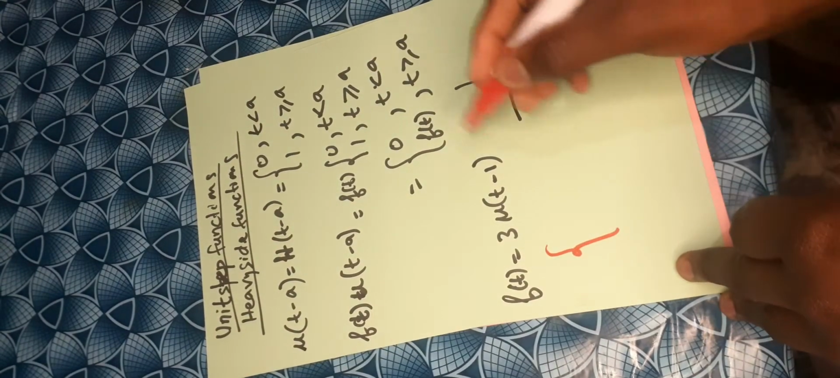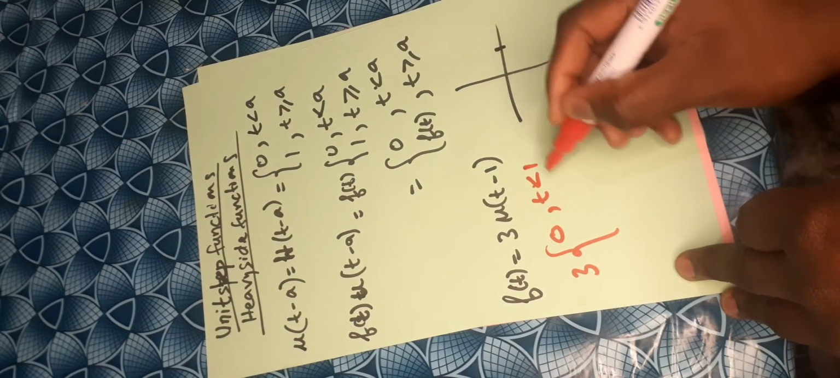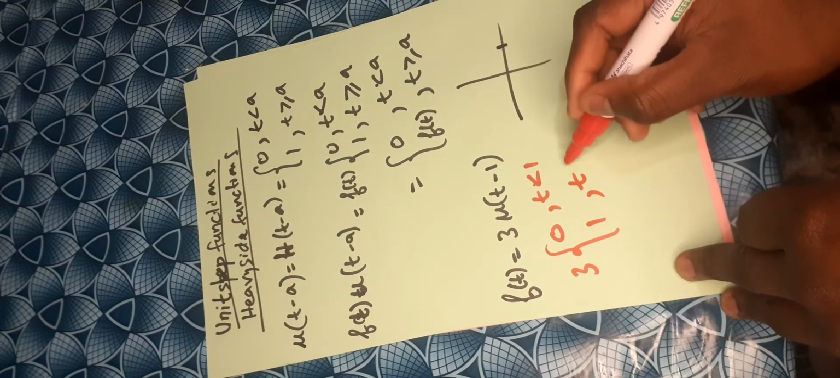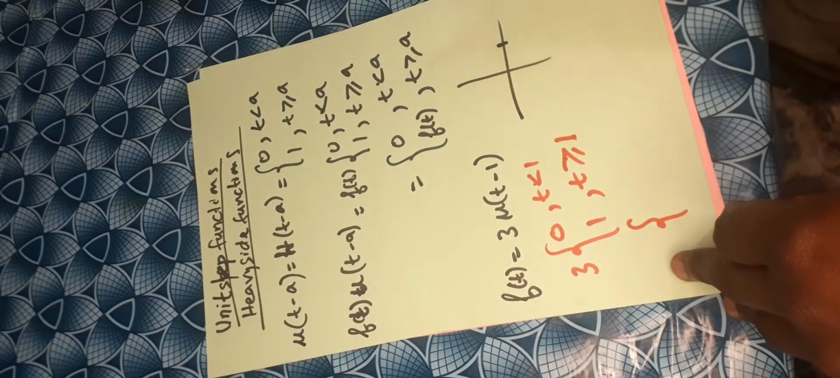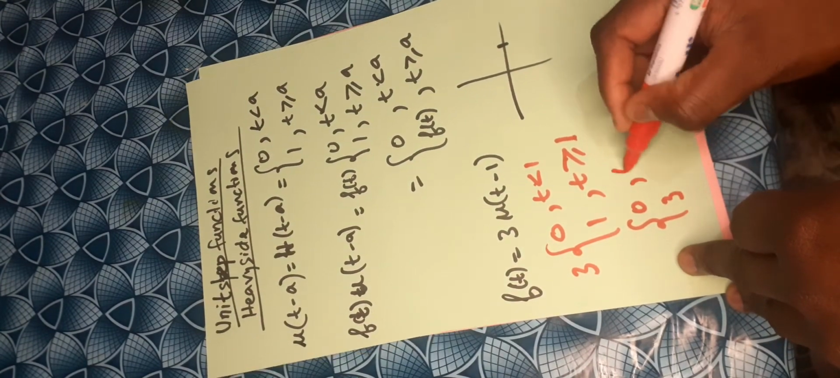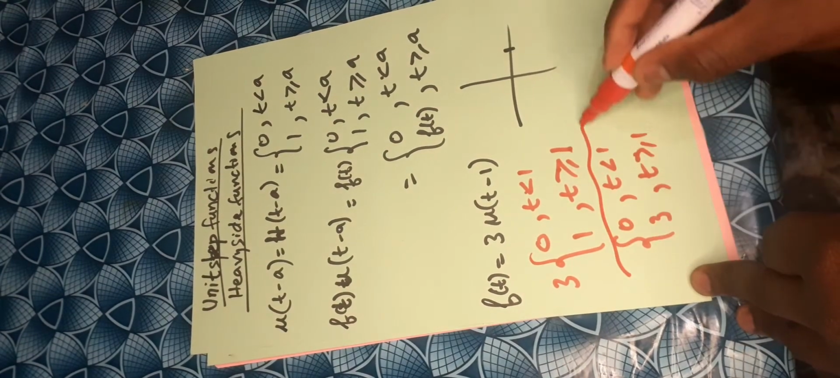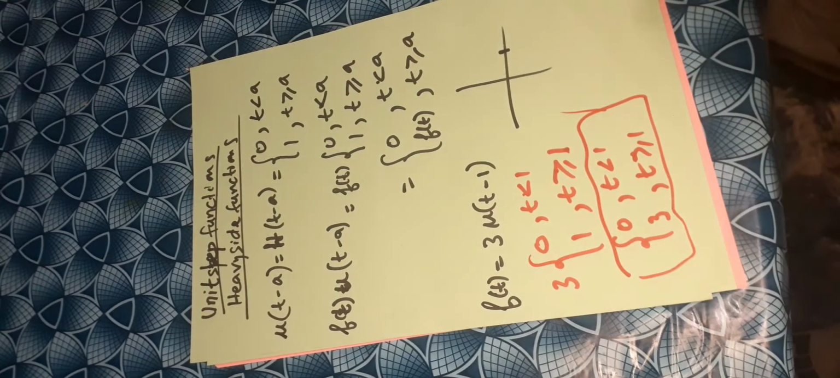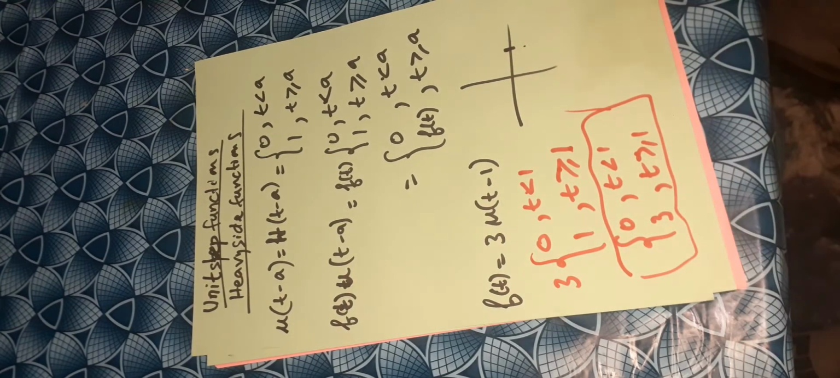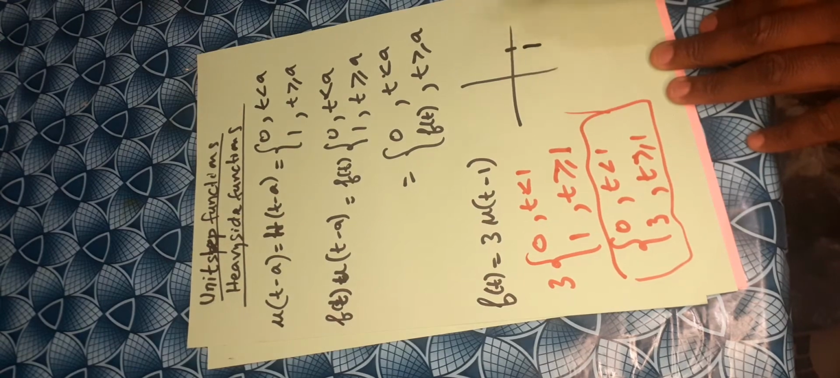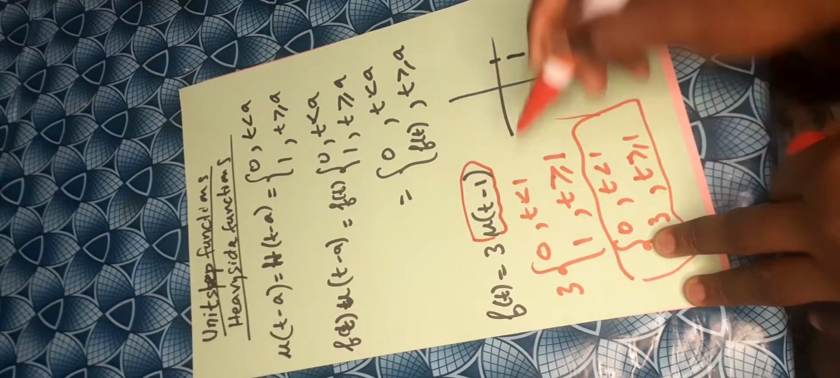First of all, you have to graph that. It's going to have 3, and then here is 0 when t is less than 1, and then you have 1 when t is greater or equal to 1, okay? So definitely, you multiply them out. It's going to be 0, and here it's going to be 3. So this is what we're gonna plot here. This is our 1. This is the most important.